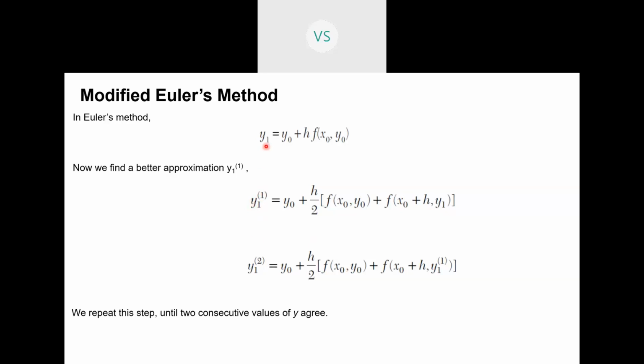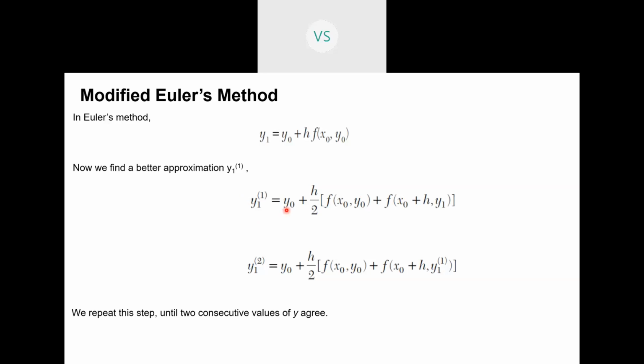I will once again repeat. In Euler's method, you have this formula: y1 is equal to y0 plus h f(x0, y0). The function is given to you, and in that function you have to substitute the initial values of x and y, that is x0 and y0. Now we are studying modified Euler's method. In modified Euler's method you are finding y1^(1). It is known as a better approximation.